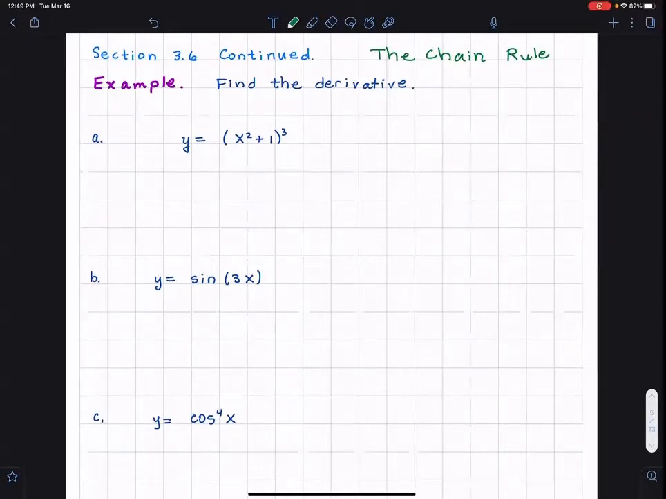And for A, we have y equals parentheses x squared plus 1 to the third power. What I mean by a composition is that you could write y as u to the third power. I informally call that the outside function. And then inside, there's a function u, and that's x squared plus 1. Okay, u equals x squared plus 1.